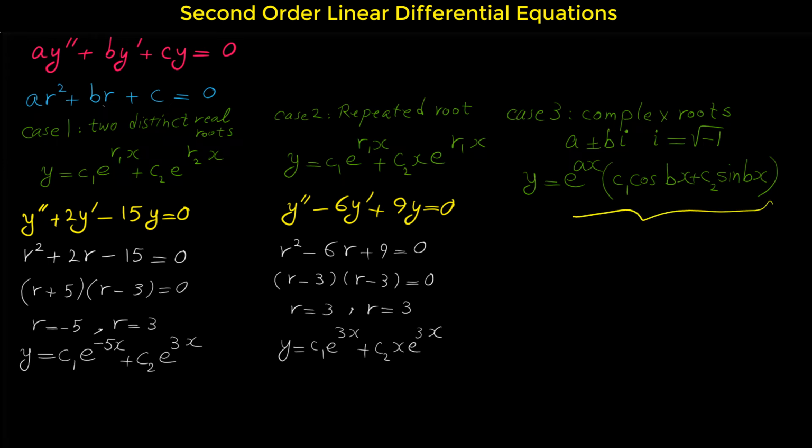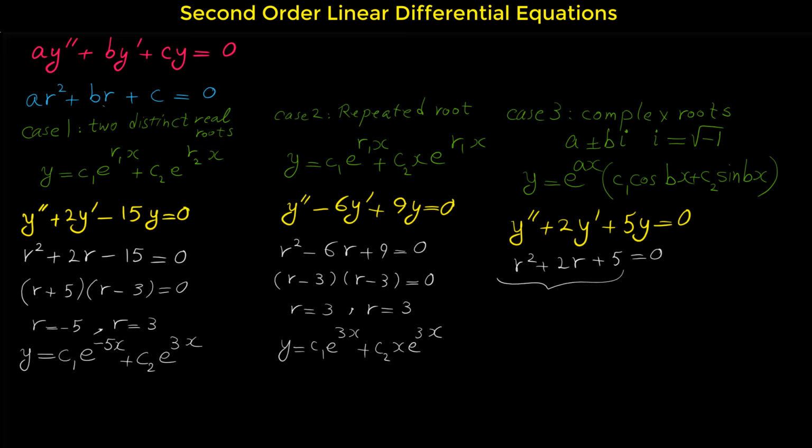So this is the solution if we have complex roots. Let me show you an example. y double prime plus 2y prime plus 5y equals 0. Similar to the previous two examples, first we write the characteristic equation: r squared plus 2r plus 5 equals 0.